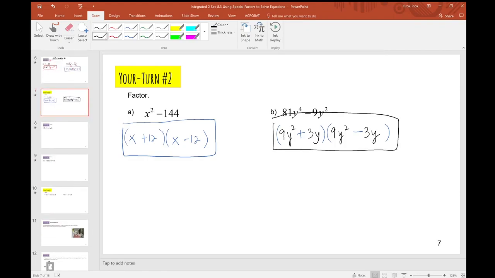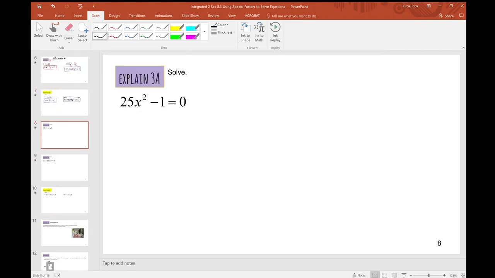Okay, moving on. Now let's go ahead and start solving some problems. We have 25x squared minus 1 equals 0. So notice how we have a difference of squares. DOS, difference of squares. We're subtracting two perfect squares. 25 is a perfect square because 5 times 5 is 25. 1 is a perfect square because 1 times 1 is 1.